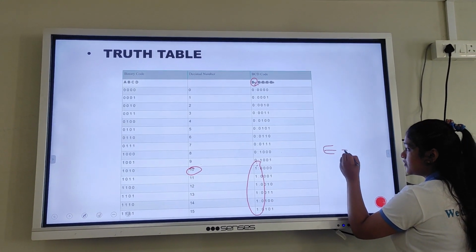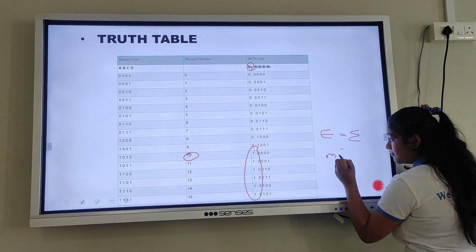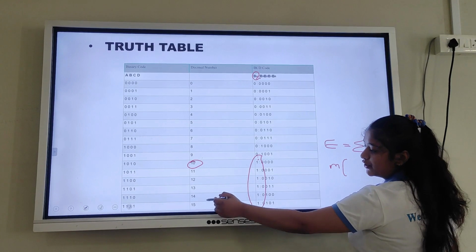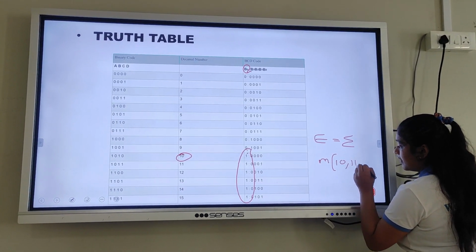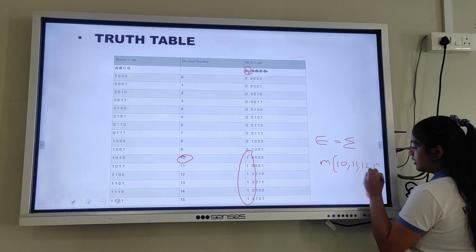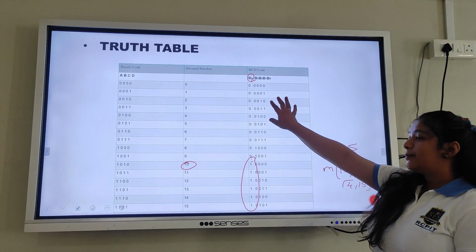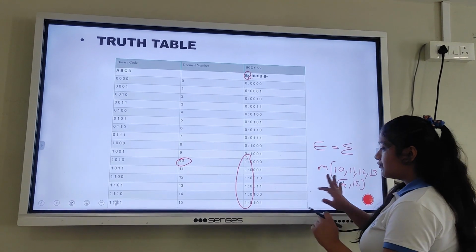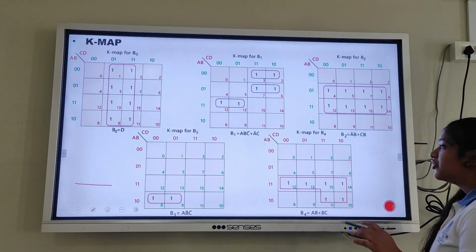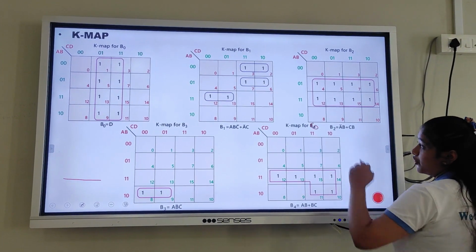Therefore, E is equal to the summation of small m in brackets from 10 to 15. So we have 1 for 10, 11, 12, 13, 14 and 15. So this is the equation for B4. Now we are going to implement it in the K-map for B4. So this is the K-map for B4.